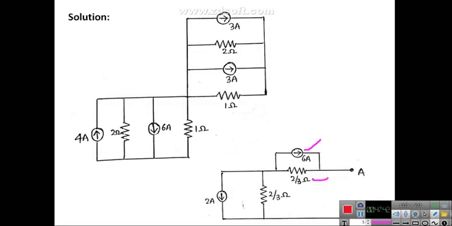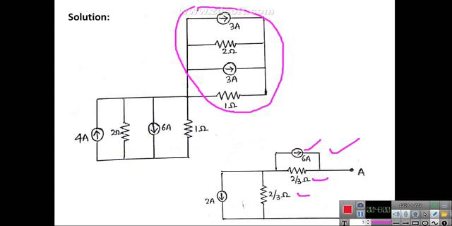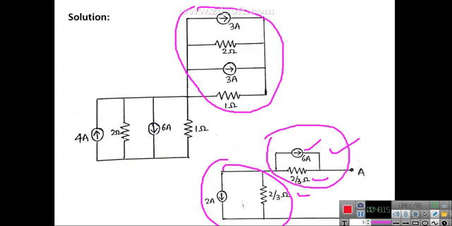This network's equivalent becomes this. And similarly, 4 is upward and 6 is downward, so 6 minus 4, 2 ampere will be downward, and 2 into 1 divided by 2 plus 1 is 2 by 3 ohm. That is how you can reduce this network. Further, you can reduce this by converting this current source into a voltage source, and similarly this one also you can convert into a voltage source, because here there is a current source in parallel with the resistance, and here also a current source in parallel with the resistance.